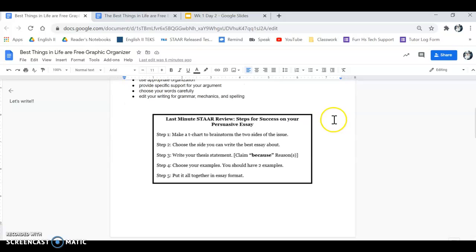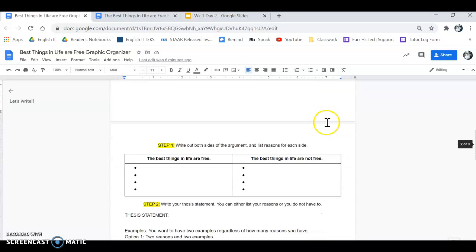Ms. Vernon and I added this chart right here just to walk you through it and for you to remember these steps. So when you get to your STAR test in April, hopefully you will know the steps and can walk through them, because this chart will not be on your STAR test. Step 1, make a T-chart and brainstorm. Step 2, choose the side you want to write about. Step 3, write a thesis. Step 4, choose examples. Step 5, put it together in your essay. We are going to walk through all 5 of these steps.